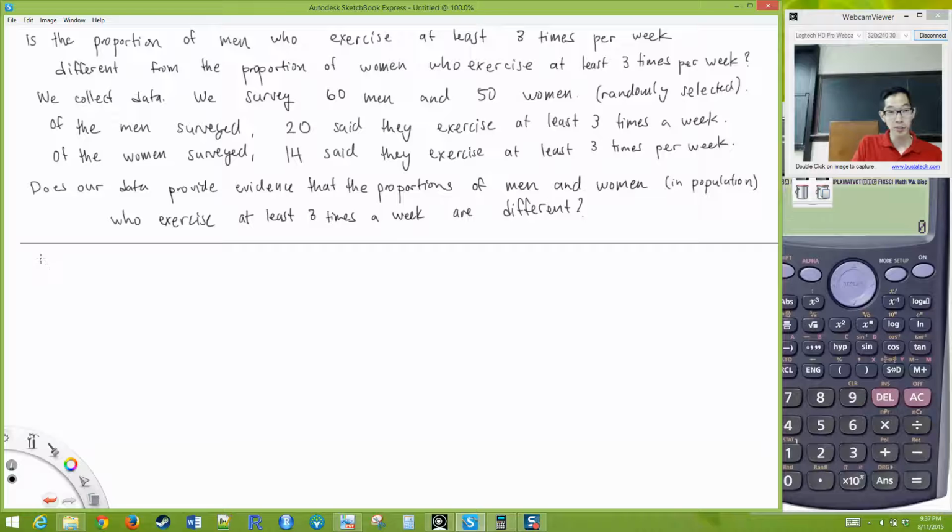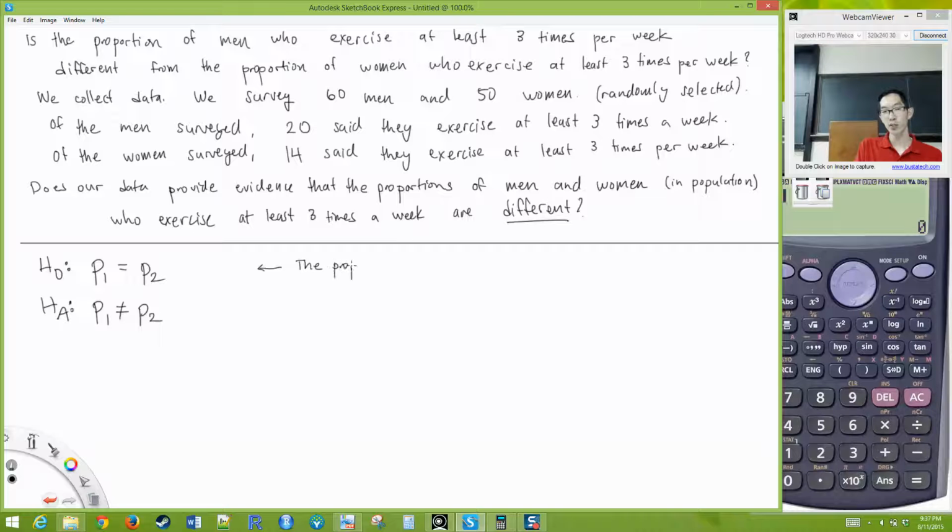Okay, so we're going to set up our hypotheses. Our null hypothesis is always what? When we're dealing with 2 samples, P1 equal to P2. All right. Our alternative is what? Is different. It's P1 not equal to P2. Okay? All right. So what does our null hypothesis state in words?